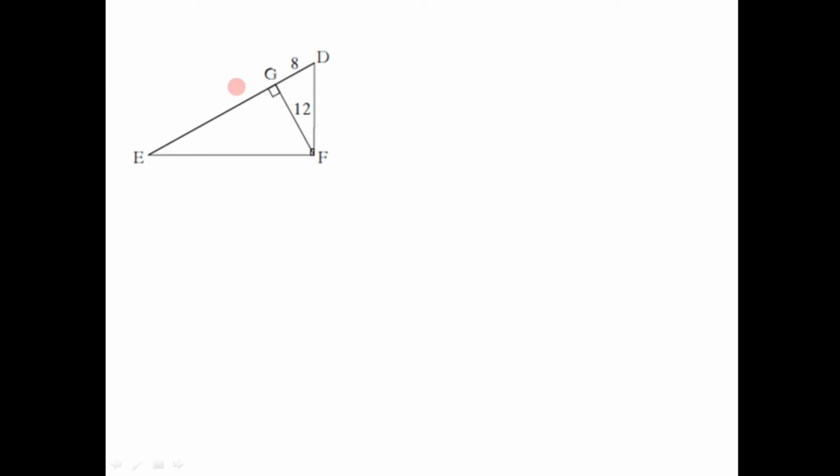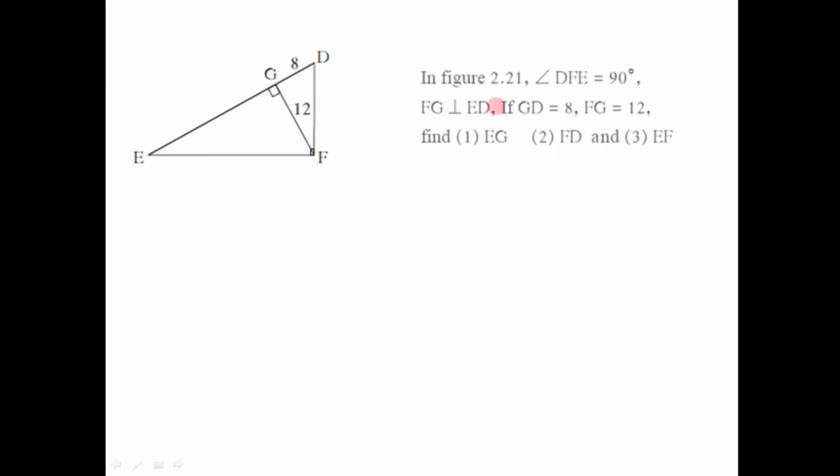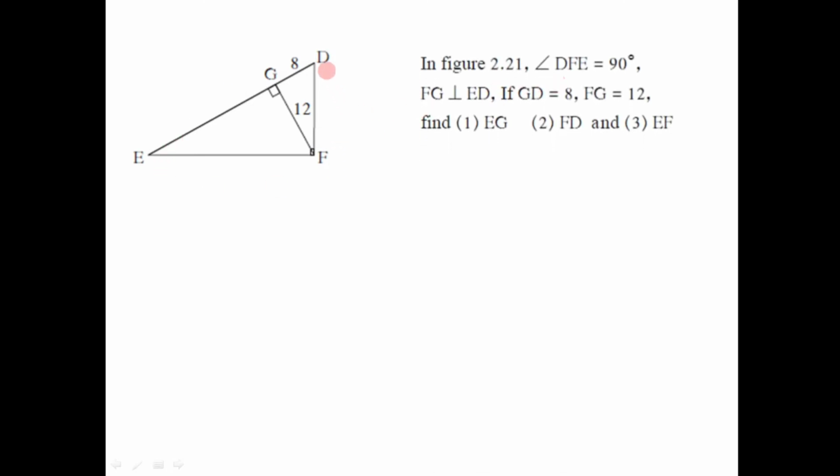Again, we have the next question based on this diagram. Question is, in the diagram, angle DFE is 90 degree. Segment FG is perpendicular to GD. Length of GD is 8. Length of FG is 12. And from that, we have to find EG, FD, and EF. So here also one right angle triangle is given in which a perpendicular is drawn on the hypotenuse.